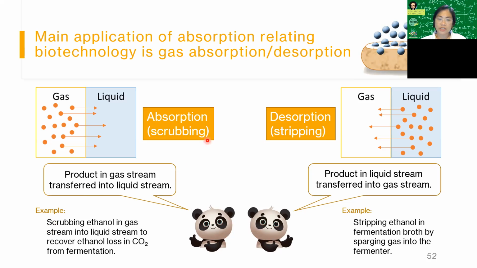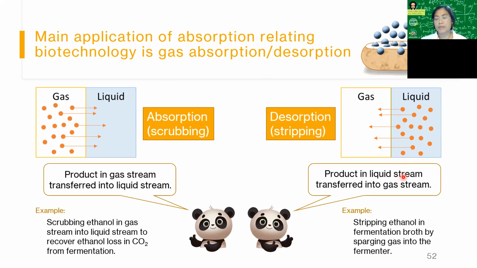The opposite of absorption or scrubbing of the gas is the desorption step. Another name is called stripping. This is a reverse process. So you have something in your liquid and then it gets into the gas phase. In the example that I gave, carbon dioxide is produced in the liquid phase when you are fermenting, and it takes some ethanol with it as well, so that's why it has to be scrubbed out again. So in stripping, the product is in liquid stream, it gets transferred into the gas stream.